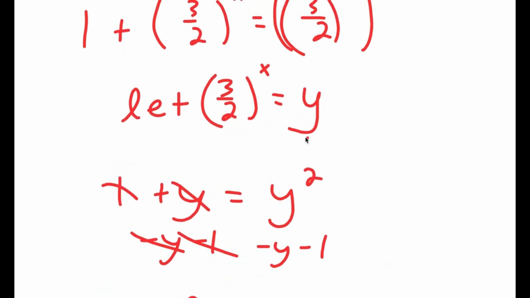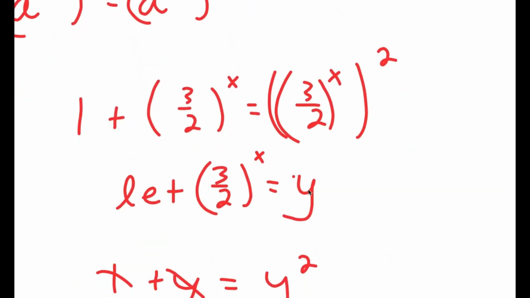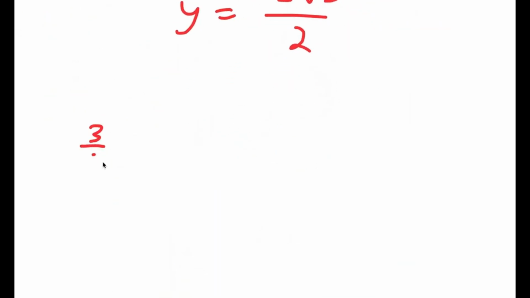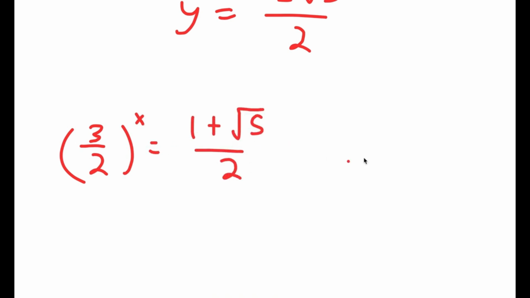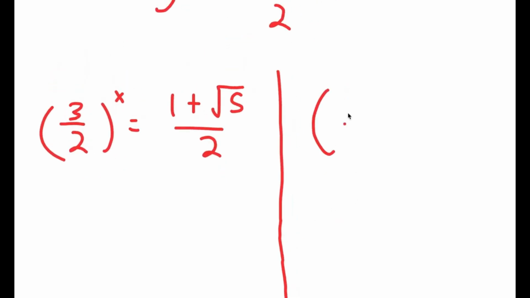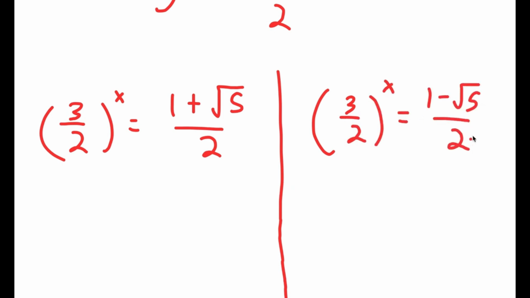However, we're not done yet because we're not solving for y, we're solving for x. And remember how we let 3 over 2 to the power of x equal to y. So this gives me two equations. I have 3 over 2 to the power of x is equal to 1 plus the square root of 5 over 2, as well as 3 over 2 to the power of x is equal to 1 minus the square root of 5 over 2.